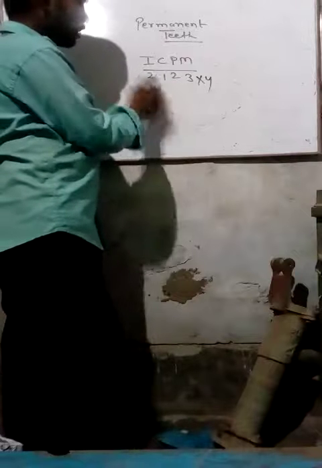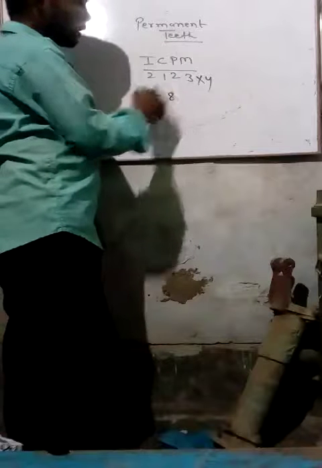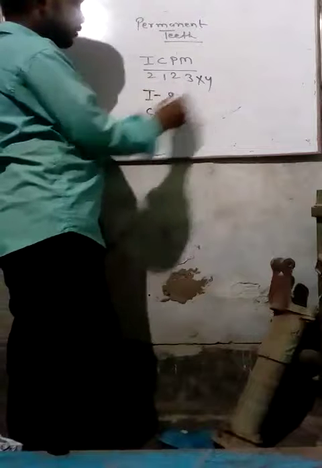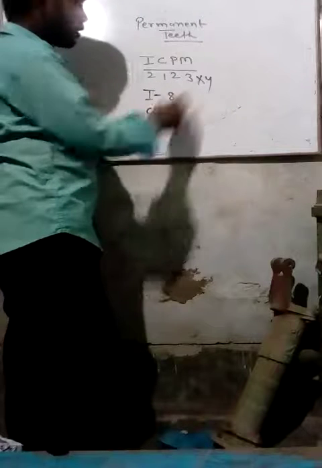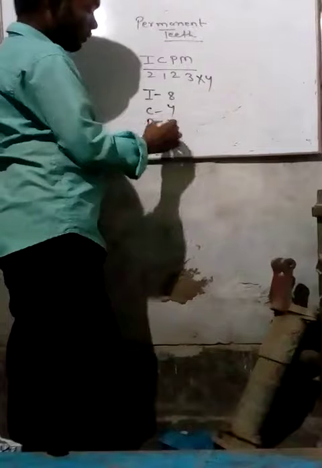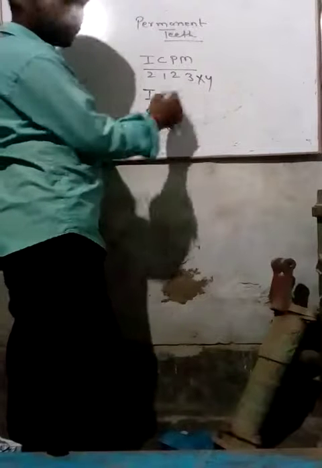So let's solve it. 4 twos are 8. It means incisor. There are 8 incisor in permanent teeth. Canine: 4 ones are 4, so 4 canine. 4 twos are 8, so 8 premolar.